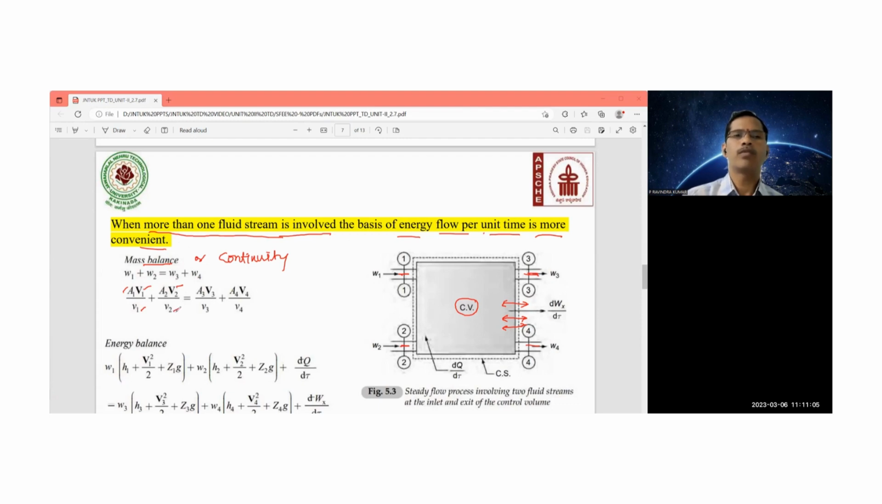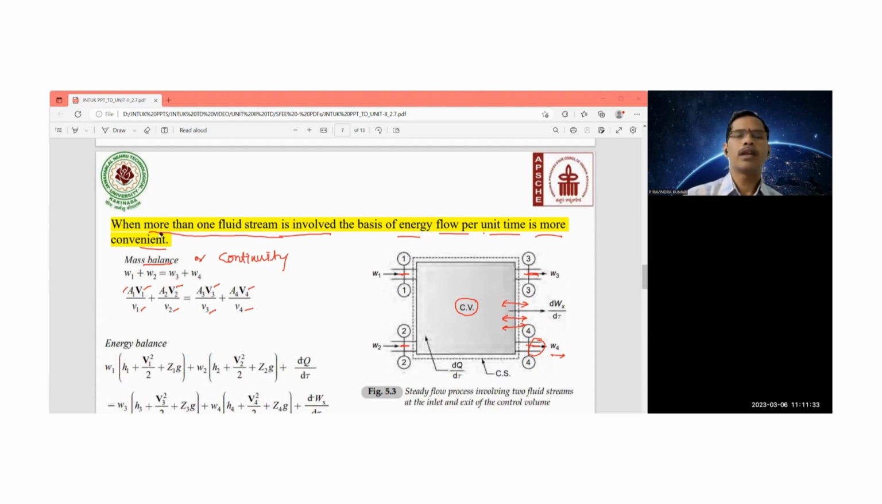The specific volume at the inlet is equal to that at the outlet. A3 and the velocity at the exit section of pipe 3, V3, divided by the specific volume v3. A4 is the area of pipe 4, and V4 is the velocity of the flow at this section, divided by the specific volume of the fluid at the fourth exit section of the pipe.